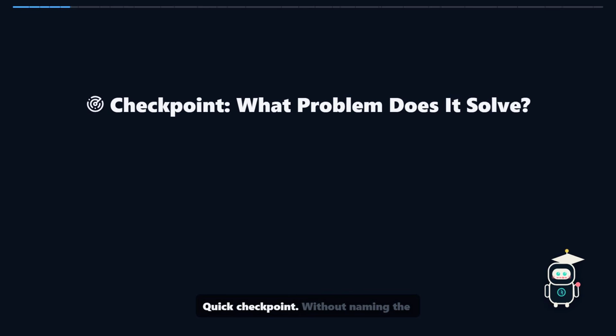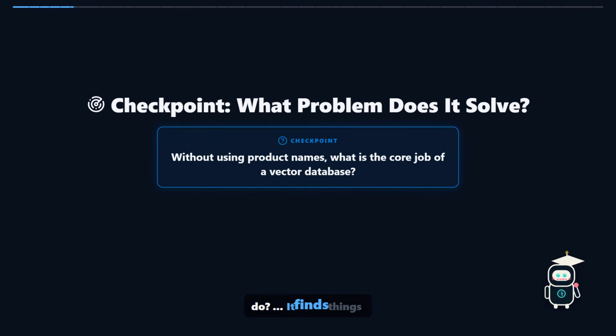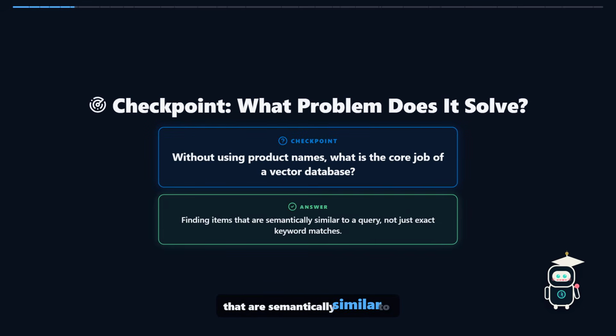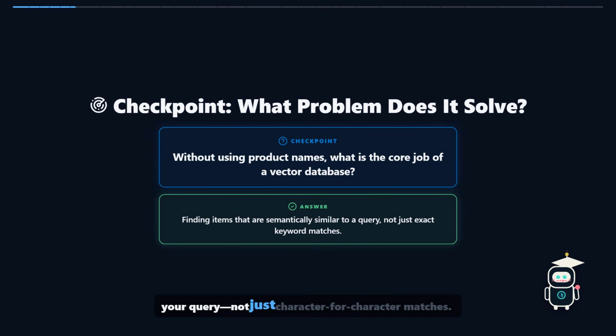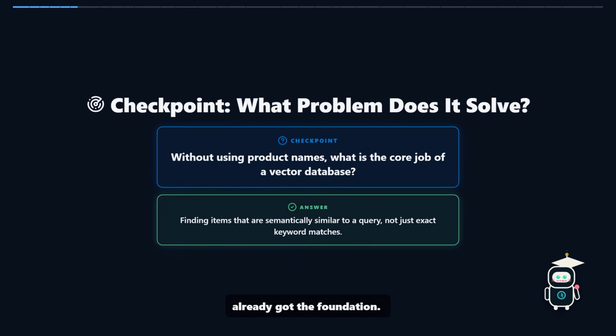Quick checkpoint. Without naming the technology, what's the one job a vector database exists to do? It finds things that are semantically similar to your query, not just character for character matches. If you answered that, you've already got the foundation.